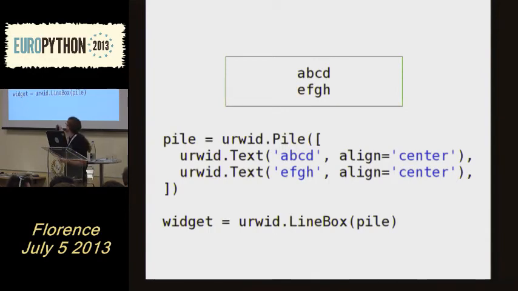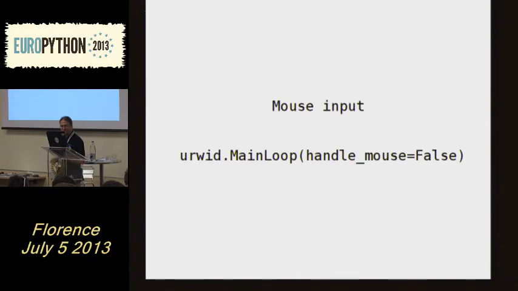So you have a pile which puts two widgets on top of each other. Text here, text there. Then you wrap it all in a line box, and it also handles input, of course. So one widget has focus, and keystrokes go into it. Also handles mouse input by default. So you get mouse events just like keyboard events.